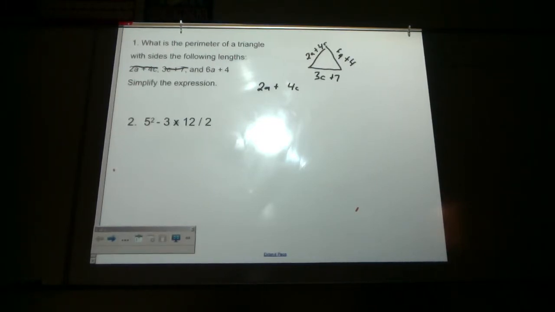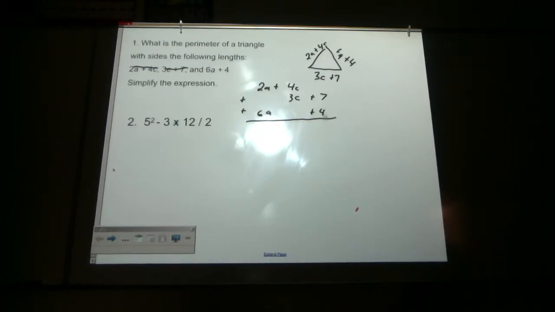All right. Then I'm going to add that to 3c plus 7. And I'm going to put my 3c right underneath my 4c. And I'm going to create a new column for my regular number, 7. And then I'm going to add 6a. I'm going to put that underneath my 2a. And then plus 4. So now I can go through and add them all together.